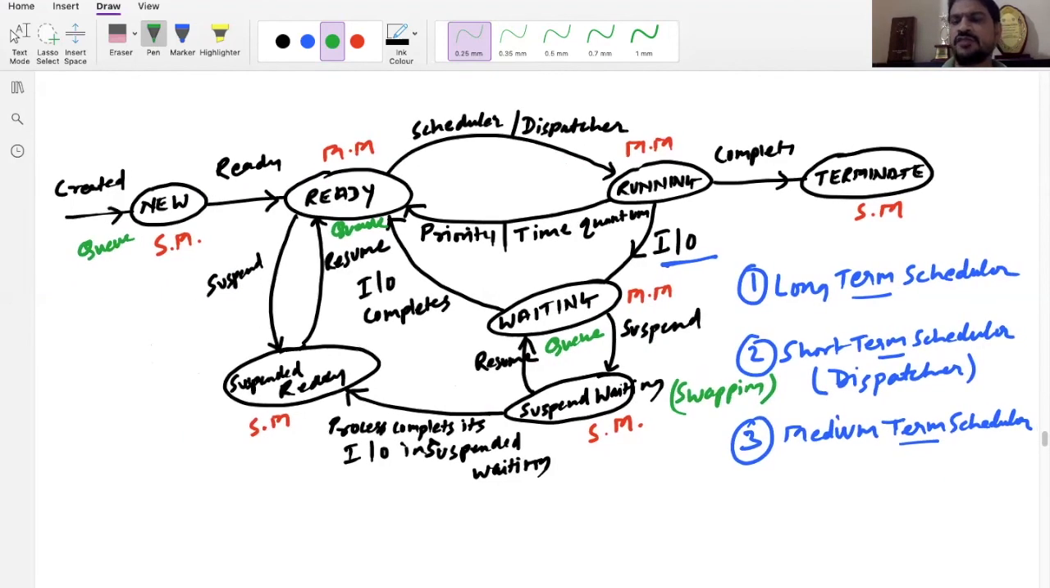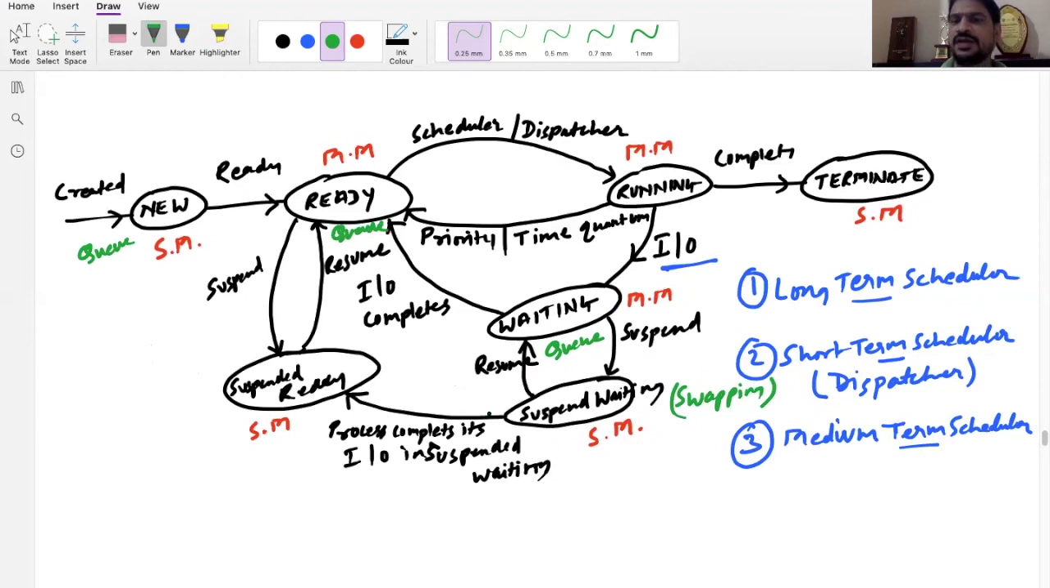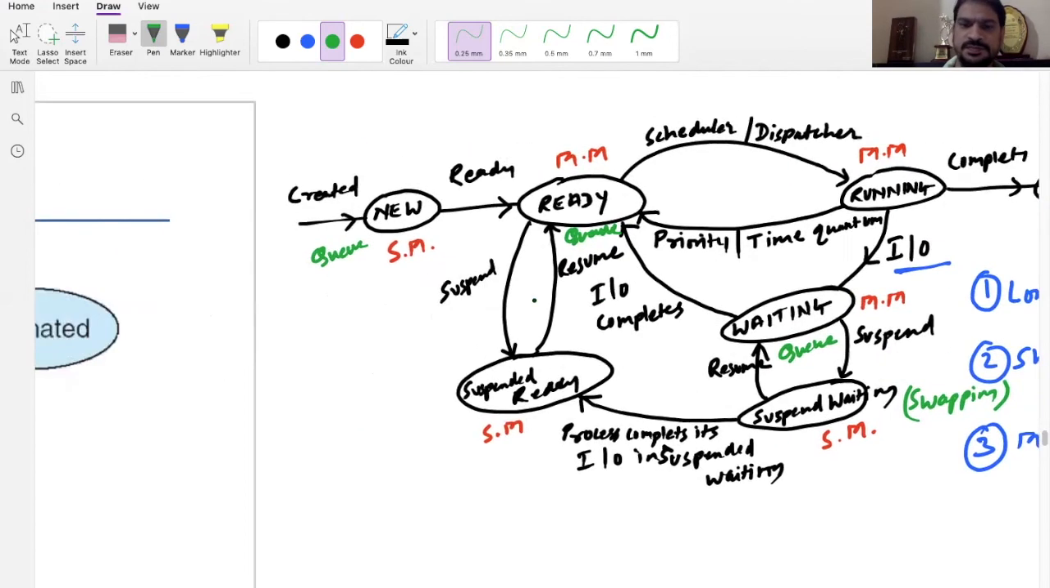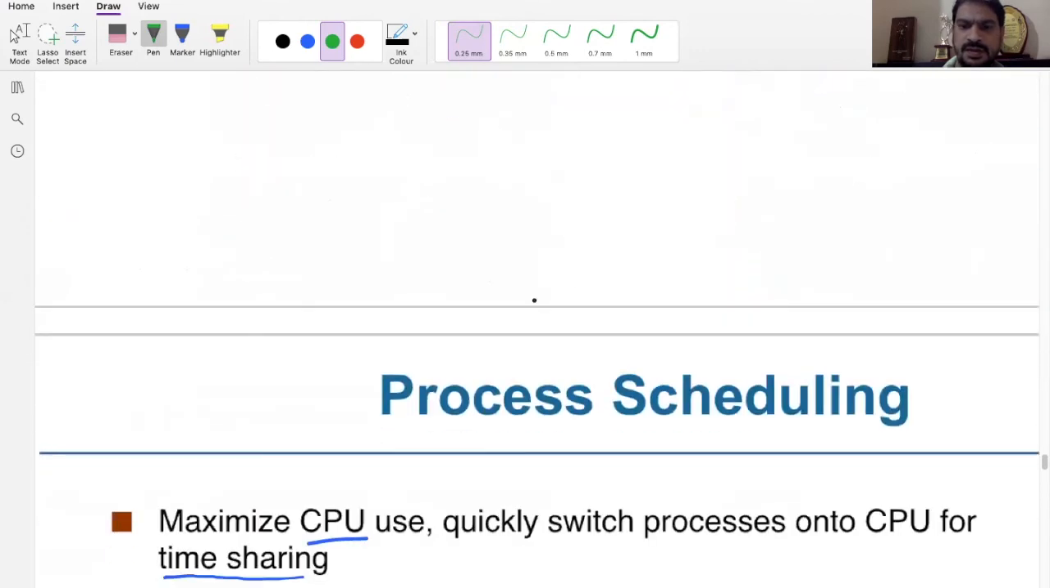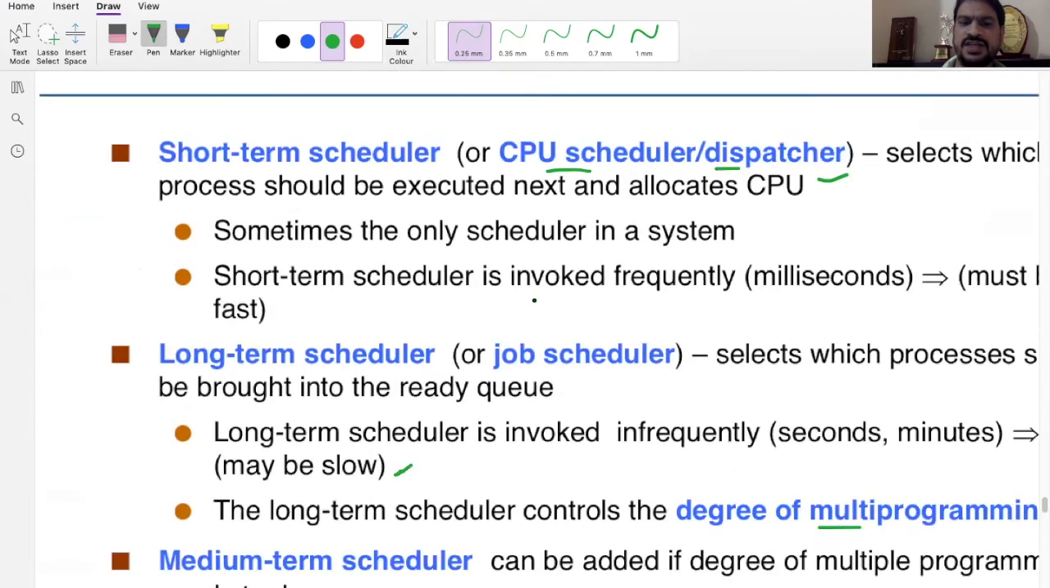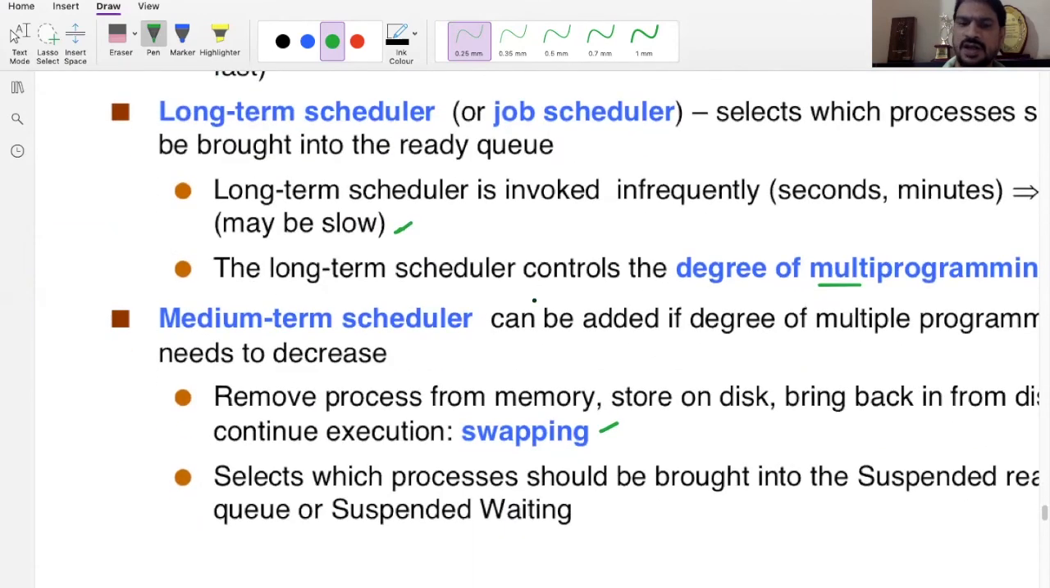It is the responsibility of the medium-term scheduler to manage the main memory. It will decide that if any high priority process comes into the main memory, then a lower priority process has to be suspended from main memory to the secondary memory. As well as taking from the running state to the waiting state, or waiting state to the ready state, that is also decided by the medium-term scheduler. So we have seen different types of schedulers now.